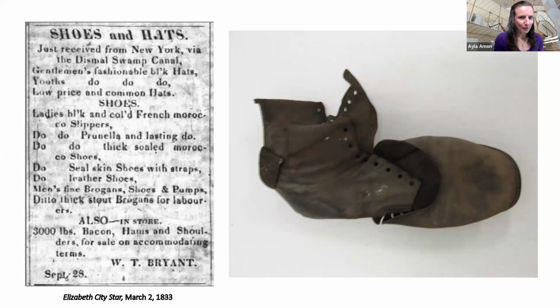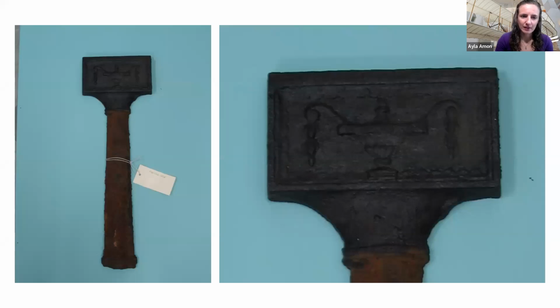They also found a large number of shoes, and you can see here an advertisement for shoes and clothing that was placed in the Elizabeth City Star in 1833. These are one of the most fascinating for me because they're made of leather. So they're often the kind of thing you don't find very frequently at archaeological sites. They also found personal objects, such as this fascinating foot marker for a grave.